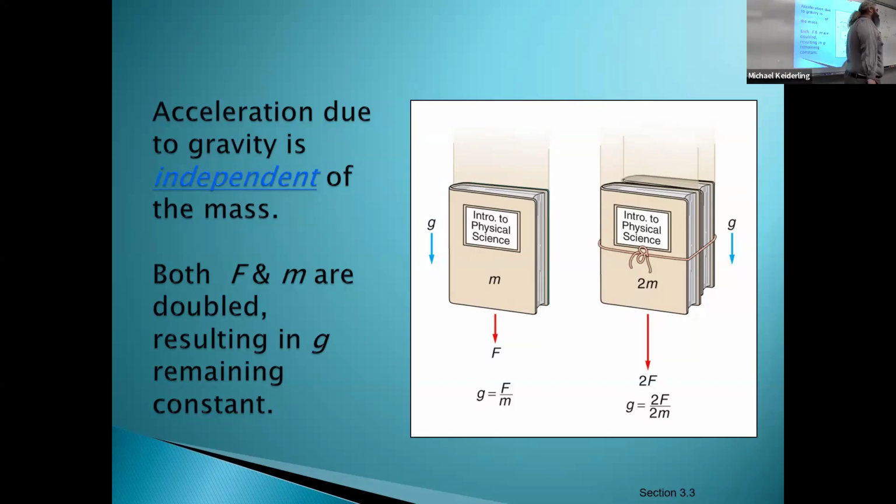And this is actually true no matter where. The acceleration due to gravity is always independent of the mass. That acceleration can vary as you get further or closer to a source of gravity, but the force is always proportional to your mass, and so the acceleration is always independent of mass.